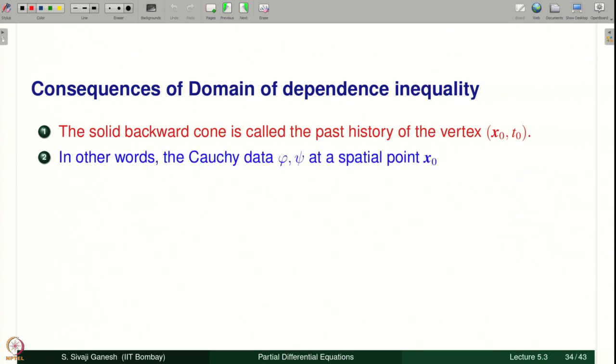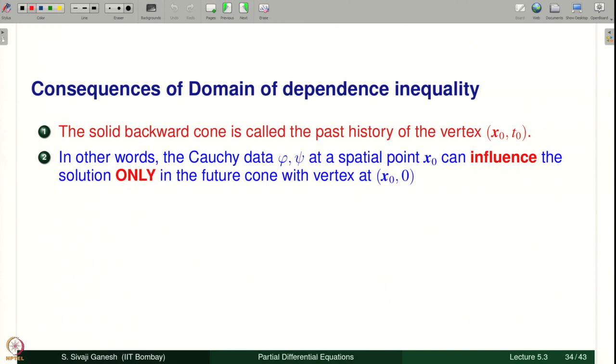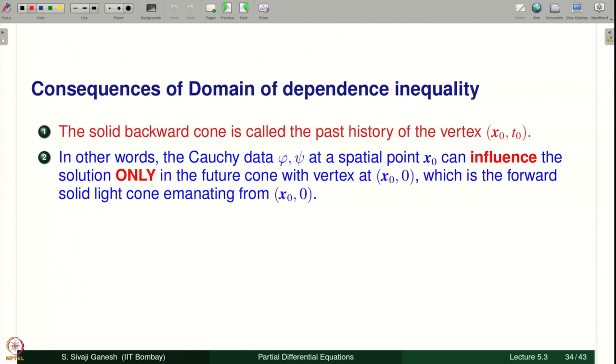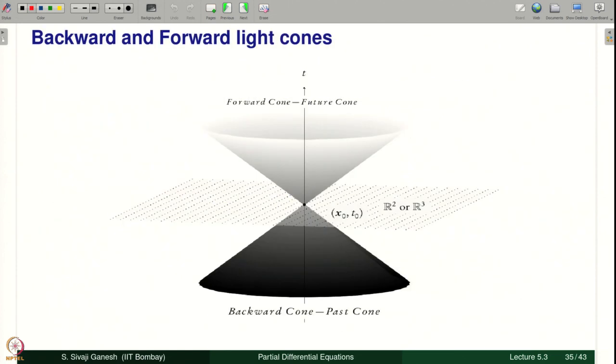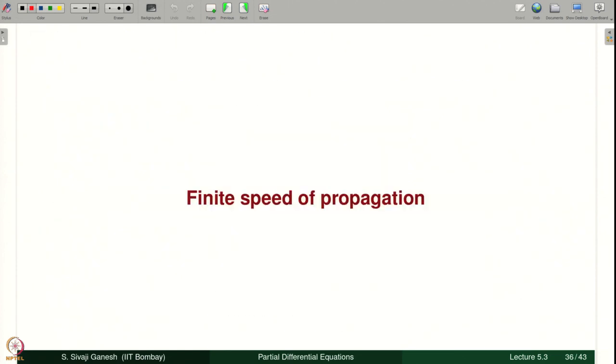Of t naught. In other words, the Cauchy data at a spatial point x naught can influence the solution only in the future cone with vertex at x naught comma 0, which is the forward solid light cone emanating from x naught comma 0. The figure on the next slide depicts past and future cones located at a point x naught, t naught. So, we have already seen this picture.